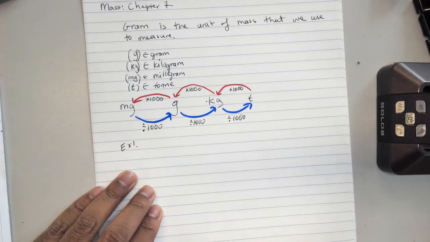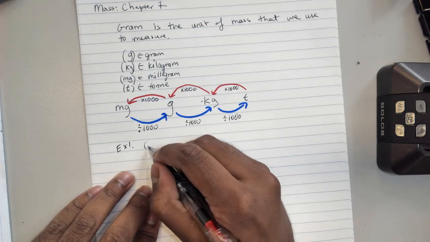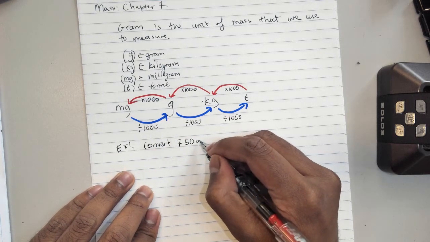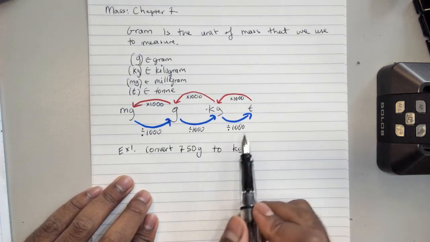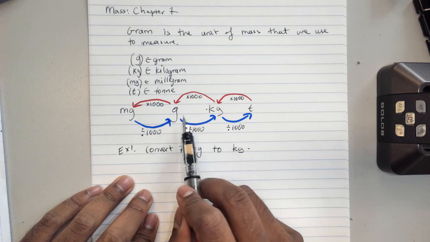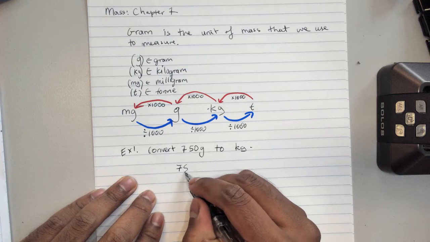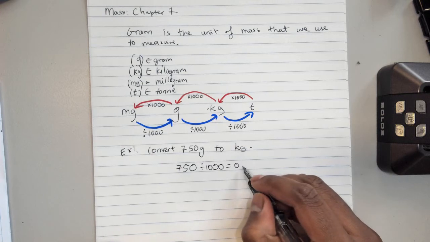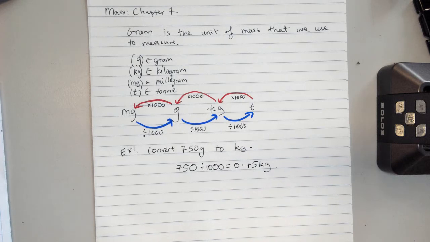Example 1. Let's convert 750 grams to kilograms. Well, let's look at where we are. Right now, we're at the grams, and we want to go to kilograms. So we need to use the arrow that brings us to kilograms. In this case, it is divided by 1,000. So we're going to go 750 divided by 1,000, and that's going to give us 0.75 kilograms.